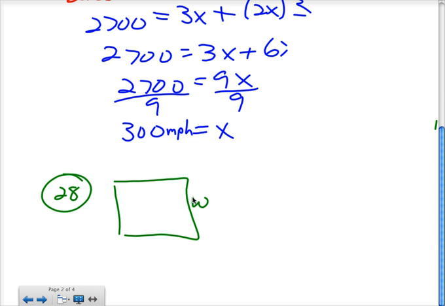Well, I don't know what the width is, so I'm going to make that W, and then my length will be W plus 3. And I want to keep reading to see what they're going to have me do. And it says the perimeter is 24 centimeters. Well, perimeter is the distance around.